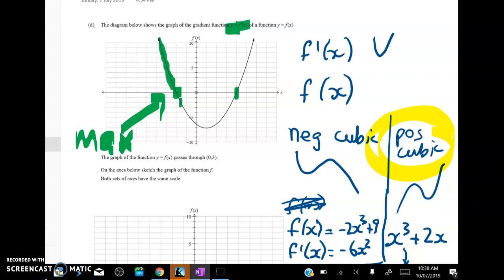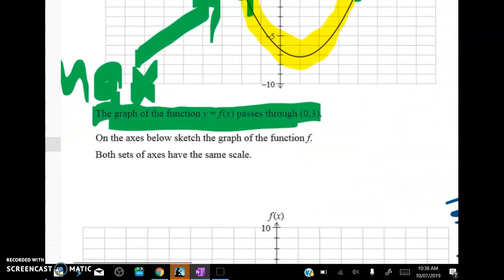And then my gradient becomes negative for all of this bit. So for all of that yellow part, the function is going to have a negative gradient. And for the green part, the function is going to have a positive gradient. But we need one more thing to anchor us, and that's this information here: that the graph of the function, y equals f of x, passes through (0, 3).